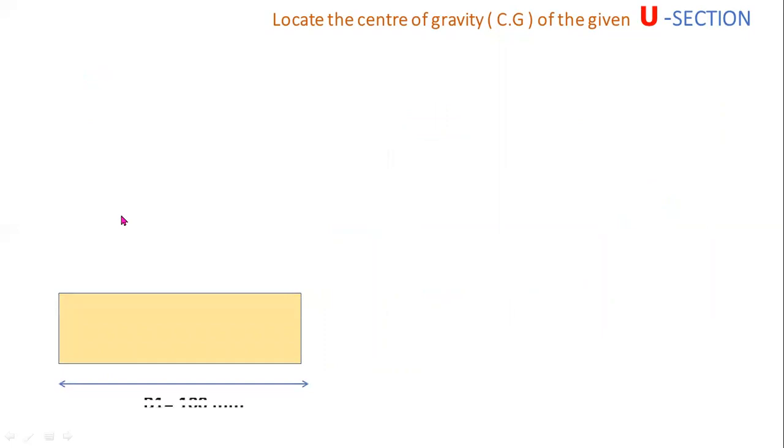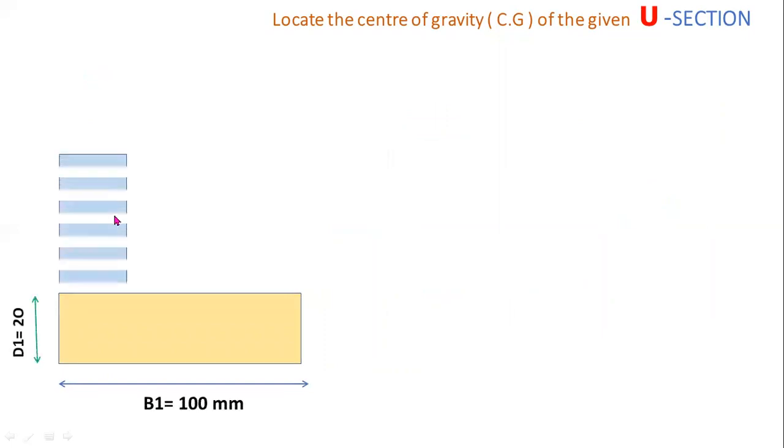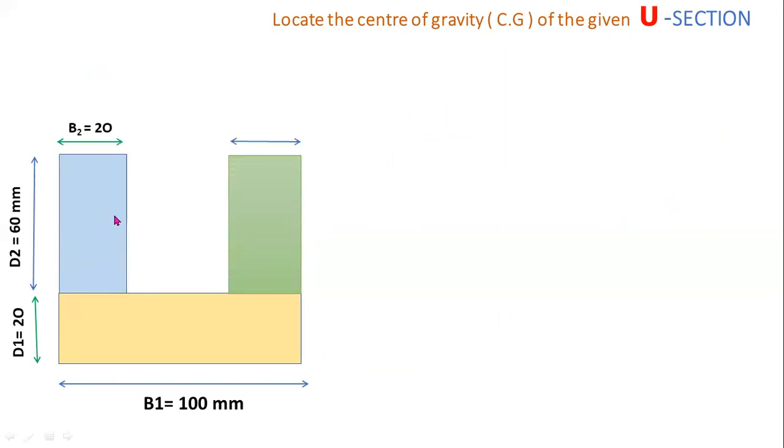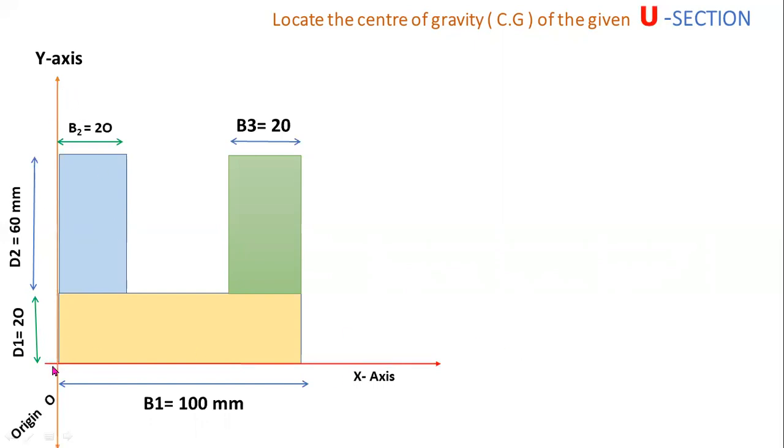Now I am showing the position of the centroid of the given U section. Here this is the x-axis, this one is the y-axis, so this one is the origin. C1 is the centroid of the bottom rectangle, C2 is the centroid of the left rectangle, C3 is the centroid of the right side rectangle. C1, C2, C3 are the individual centroids, whereas CG is the centroid of the entire U section.